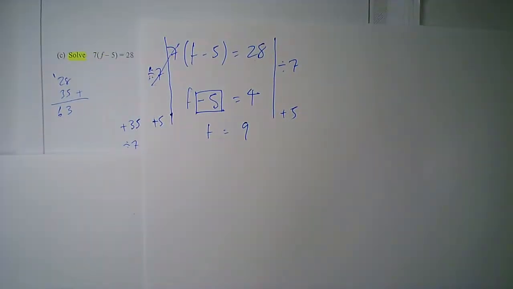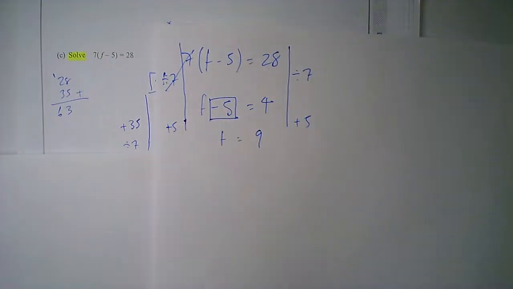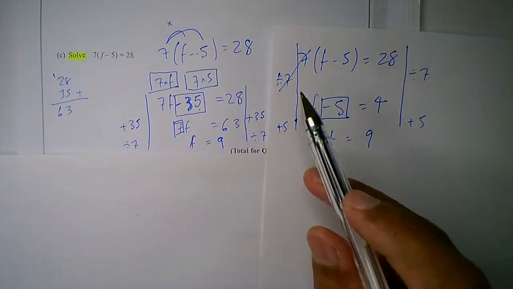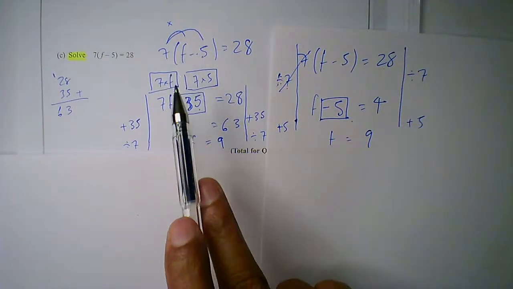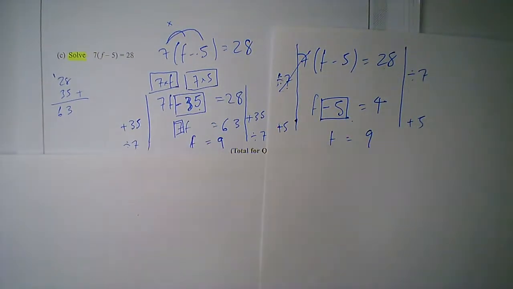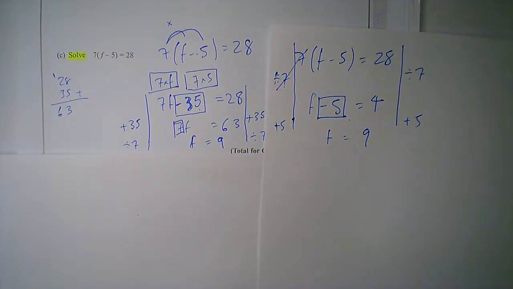So that's just a little trick that you need to be aware of before you jump in. And you can see the difference in the working out here. You've got 2 steps, divide and then add, whereas here you've expanded the brackets, that's 1 step, and then you've got the other 2 steps. Both methods are correct because we have the final answer the same.